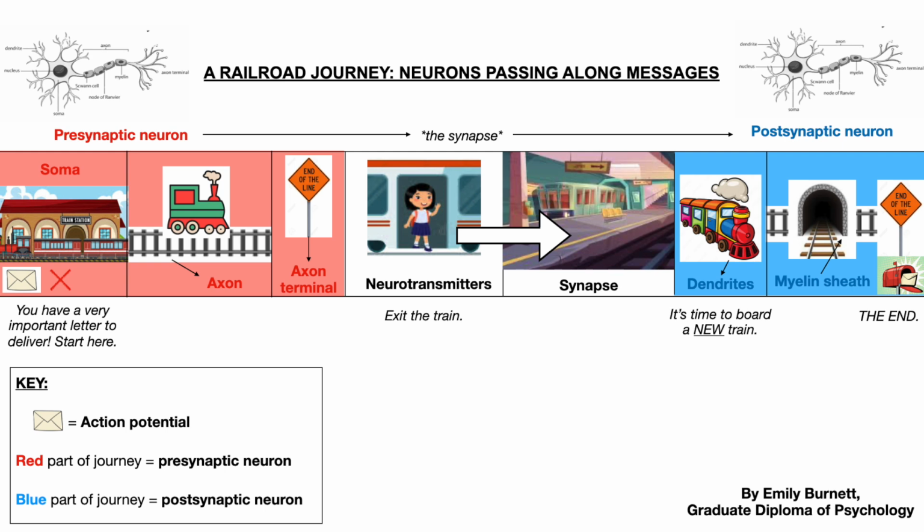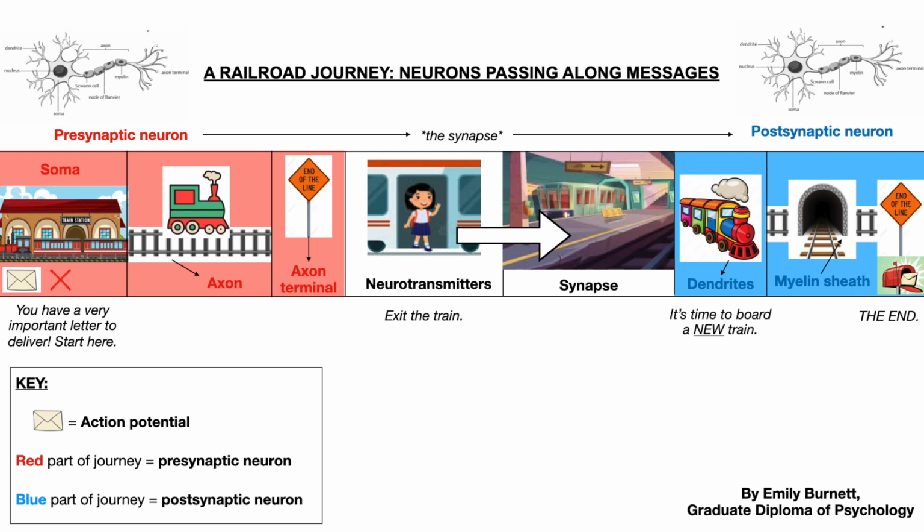Once we board the train, the tracks that the train passes over represent the axon, or the length that the neural impulse travels along. Then we reach the end of the line. This is the axon terminal, the final point on an electrical impulse's journey through a neuron before it is converted into chemical messengers that are released across the synaptic gap.